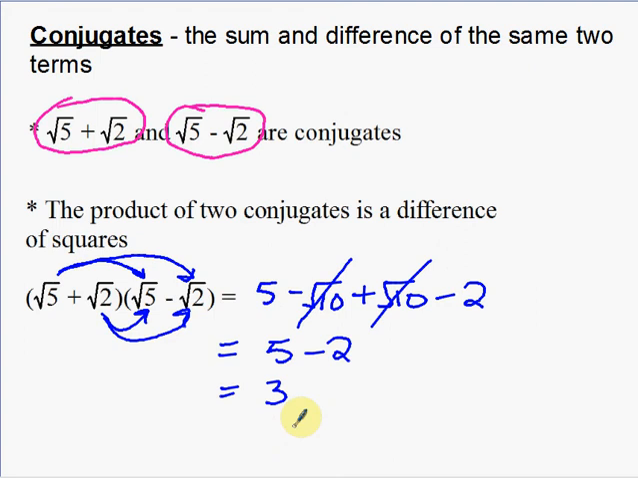One other thing I wanted to point out before we do some problems here is that the quick way to think about this multiplication is, rather than distributing, since the two middle terms are going to cross out, we're just going to do the first two terms multiplied together, which gave us that 5, and the last two, which gave us the minus 2. It's always going to be a minus between the two numbers whenever we multiply conjugates.